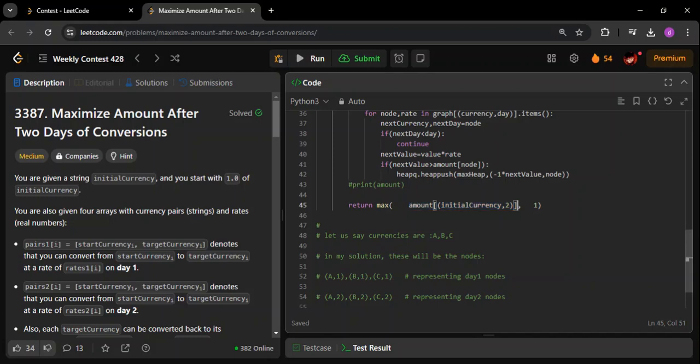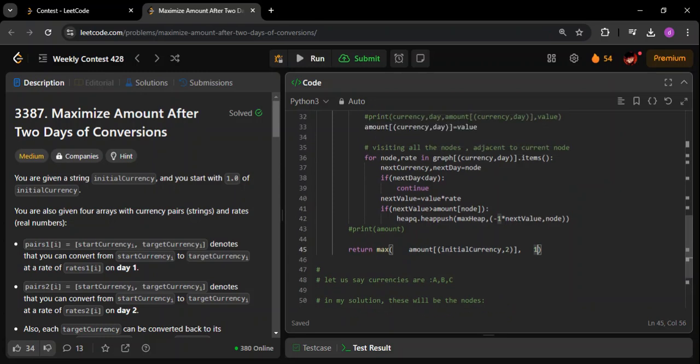This is the one, okay. This is the node name, and for this node, what is the value in the amount dictionary? That is going to be the answer. If that is less than or equal to 1, I am going to return 1, okay, as simple as that, okay. That is going to be the solution.